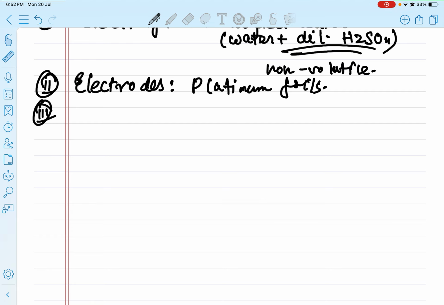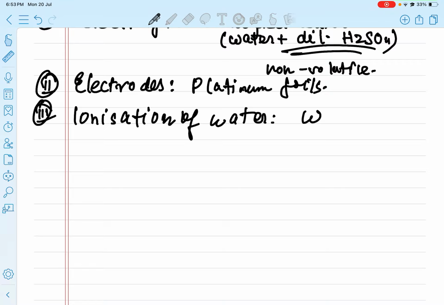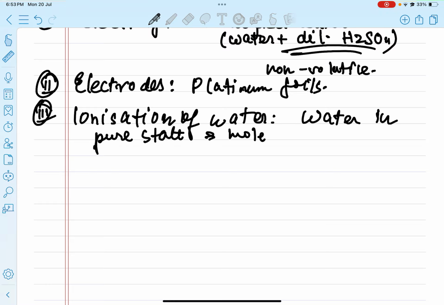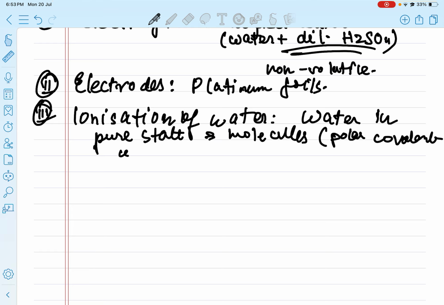Now, self ionization of water we know, right, and that we also have to consider. Ionization of water. Water in pure state consists of molecules. Water in pure state has only what? Molecules, because it's a non-electrolyte. As I said, distilled water is a non-electrolyte, because it's a polar covalent compound and it can form ions. But in its pure state, it's a non-electrolyte.